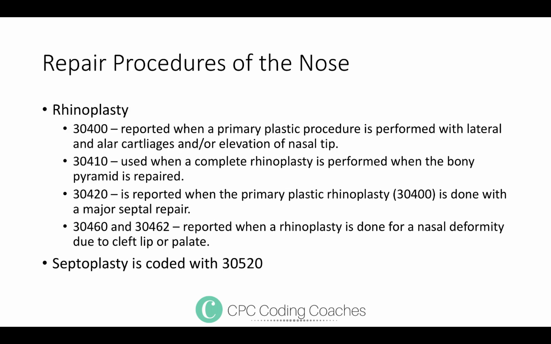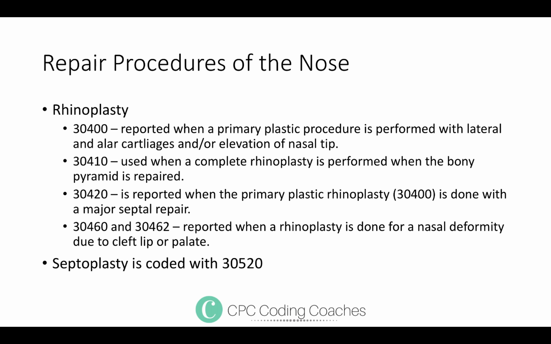Repair section of the nose. Rhino means nose, plasty means repair. So that is a repair of the nose, rhinoplasty. 30400 is reported when a primary plastic procedure is performed with lateral and alar cartilages and/or elevation of the nasal tip. 30410 is used when a complete rhinoplasty is performed, when the bony pyramid is repaired. That's the key there. The bony pyramid is repaired.